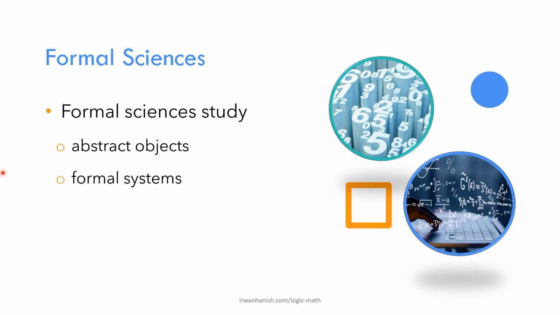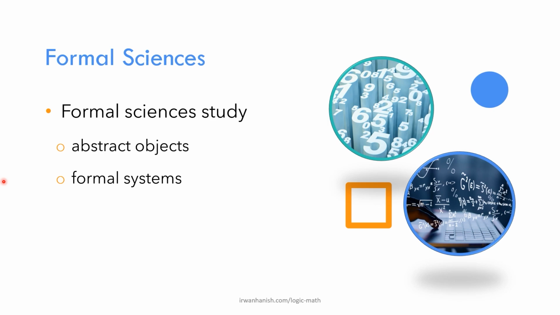Formal sciences also study formal systems. Think of formal systems as what govern abstract objects. So the logic that we learned last time, it is a formal system. And for you, linguistics students, grammatical theories are a formal system because they govern how words are syntactically structured, how words are arranged.